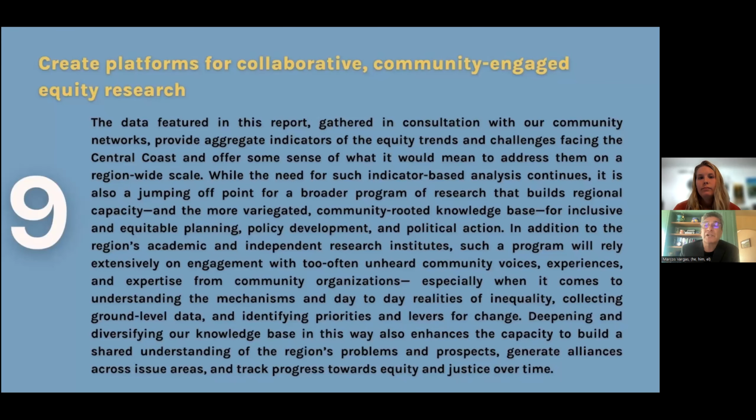Number nine, create platforms for collaborative, community-engaged equity research. As you're hearing today, this report touches on a wide range of issues using a model of community-engaged research. However, as an ongoing multi-year initiative, this is really only the beginning. A much deeper dive is needed on important issues such as K-12 education and criminal justice reform, among others. Towards this end, region-wide active collaboration will be needed from our universities, community colleges, philanthropic organizations, and community-based groups.